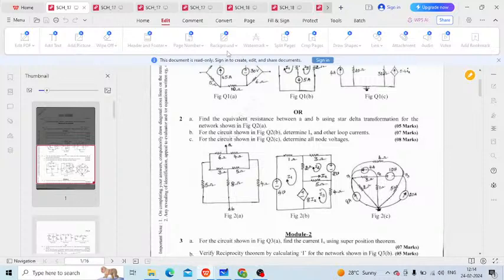Okay, so you got 2 questions, right? So here it is determined all the node voltages. Simple ಆಗಿ ಕೇಳಿದ ಕ್ವಶನ್ ನೋಡಿ. ಬರೀ ನೋಡ್ ವೋಲ್ಟೇಜ್ ಡಿಟರ್ಮೈನ್ ಮಾಡಿ ಅಂತ ಕೇಳಿದ್ದಾರೆ ಹೊರತು they haven't asked you anything extra, right?